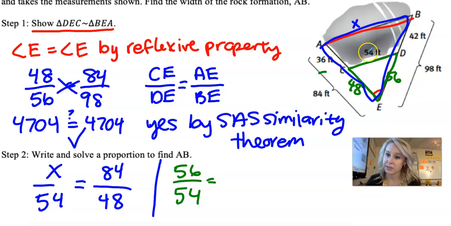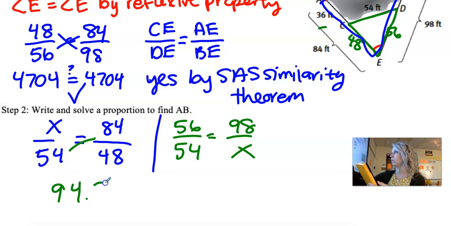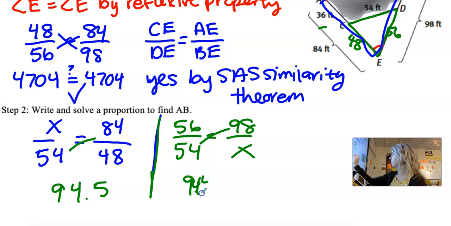So I did side over base. So I need to do the side of the blue triangle, which is the entire part, which is 98 over x. Okay? Does not matter how you solve this, you're still going to get the same answer. So over here, you would multiply 54 and 84, and then divide by 48 to get 94.5. If I do it on the other side just to check my work, I would multiply 54 and 98, and then divide it by 56 to also get the same thing, 94.5.